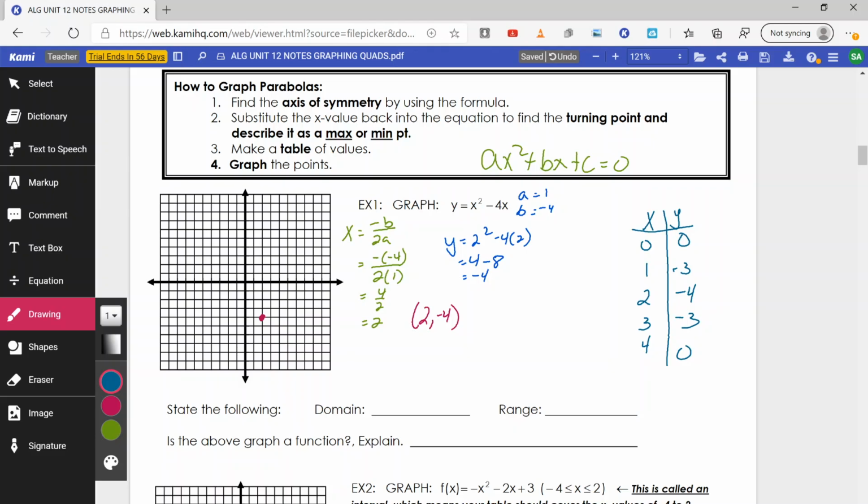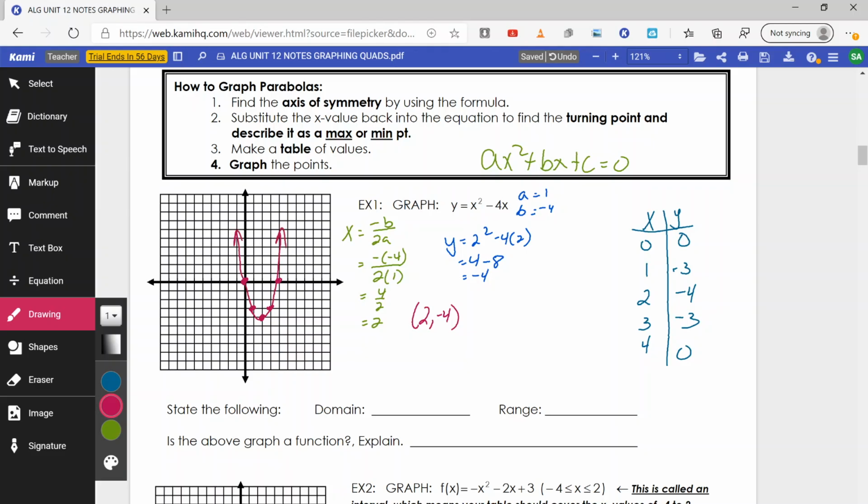So we're going to plot these different points. We have (0, 0), (1, negative 3), and we already took care of (2, negative 4). We have (3, negative 3) and (4, 0). Now I'm going to create a curve. It's a curve, not connected dots with a straight line. We're going to draw a curve as best as we can, and then put arrows at the end of it.